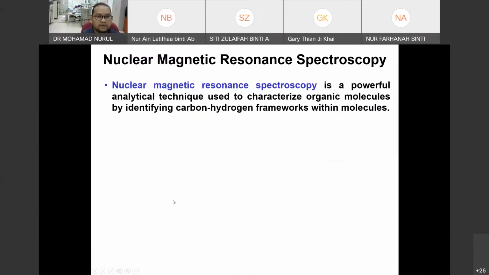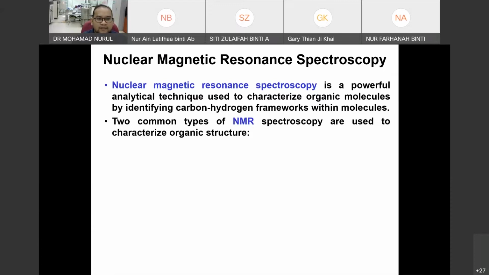Nuclear magnetic resonance, NMR, is a powerful analytical technique usually used by organic chemists like me, natural product chemists. Is anybody doing inorganic chemistry, for example, anybody doing research with Dr. Rizal? You will use that one. Anybody also working on MOF, metal organic framework? It is used to identify the carbon hydrogen framework within the molecules.